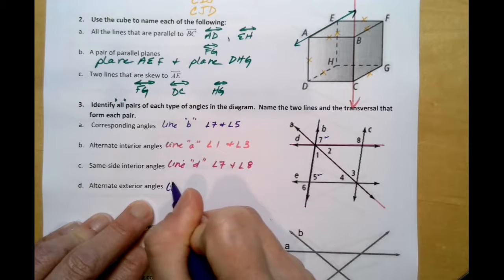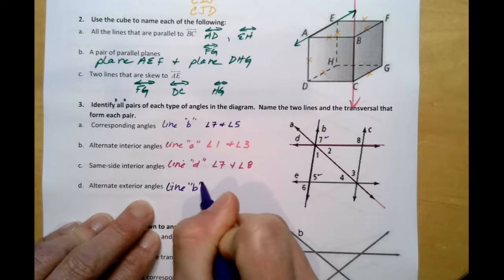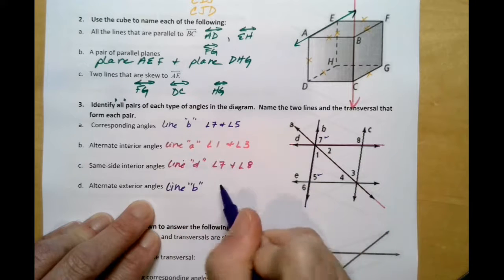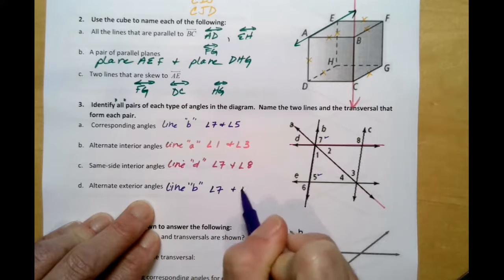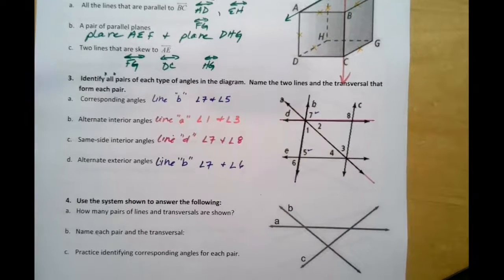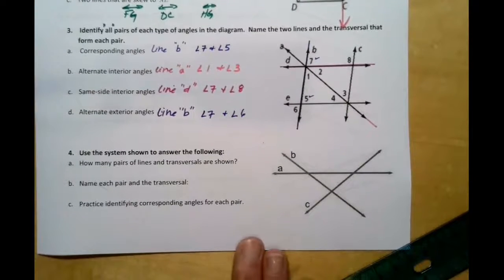All right, let's talk about alternate exterior angles. Let's try to get line 6 into the picture here. We're going to go back to line B being my transversal, and we'll talk about angle 7 and angle 6 as alternate exterior angles.